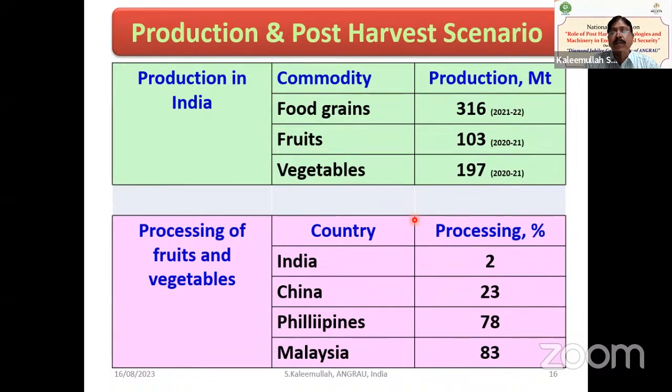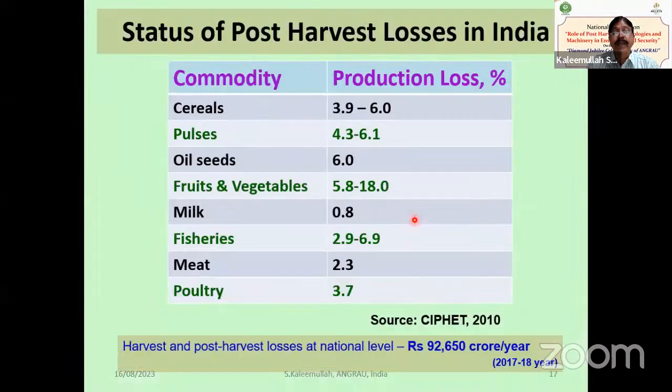Because when you are getting a large quantity of fruits, if you are able to process it, then we can consume it even after 4 or 5 months. Thereby, a lot of loss can be reduced if we process it. But we are not doing it in India.